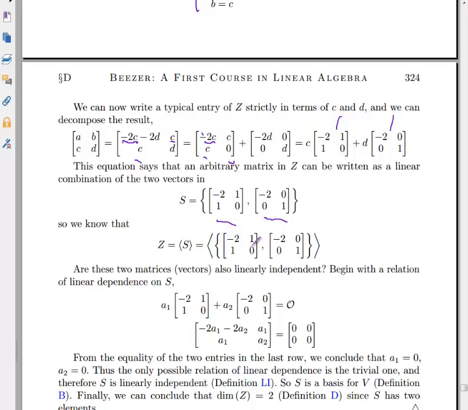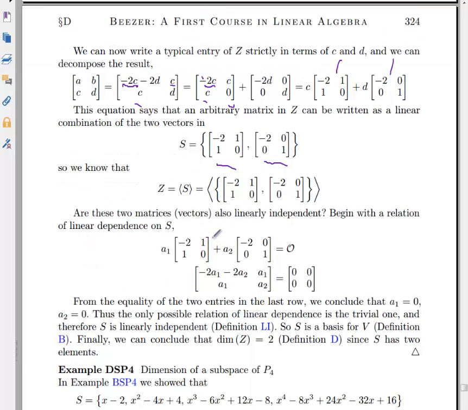Now the question is, are these linearly independent? Let's suppose that they are linearly dependent and try to make a relation of linear dependence. If they are linearly dependent, then we can find a linear combination that gives us the 0 vector.